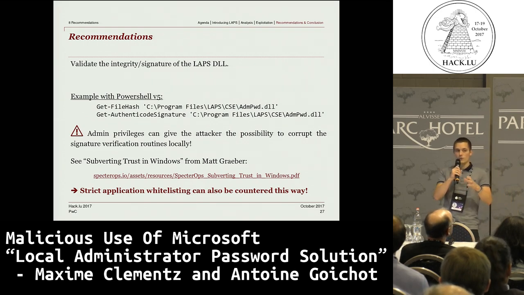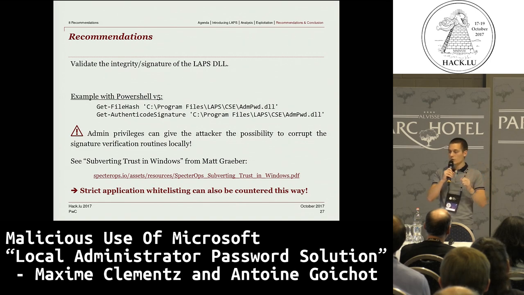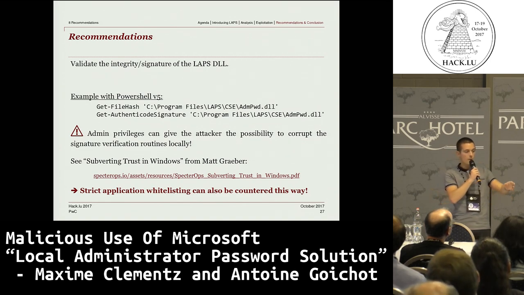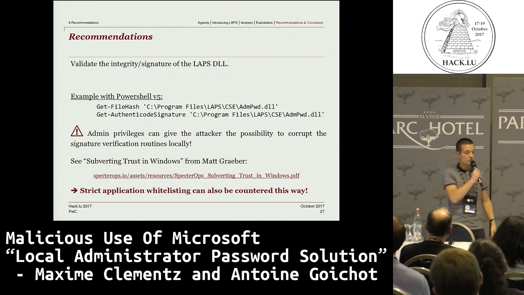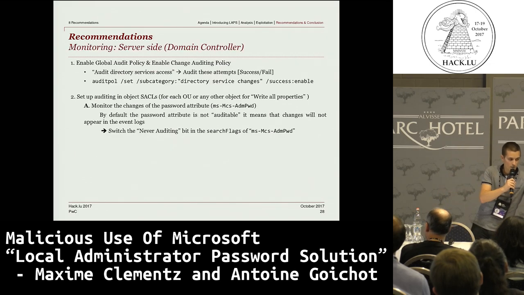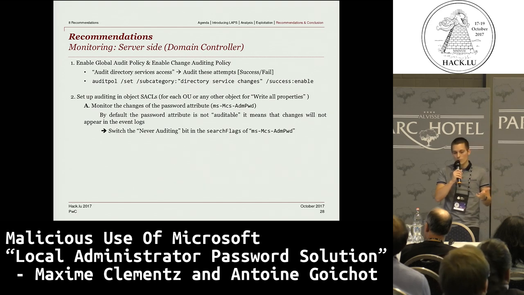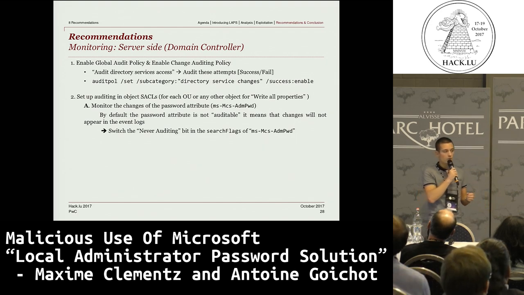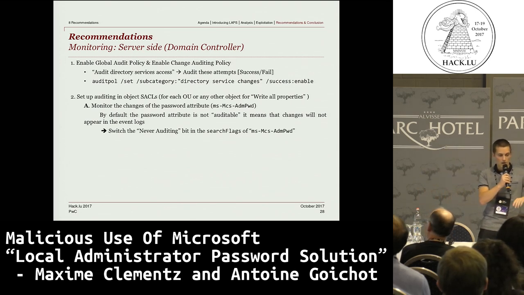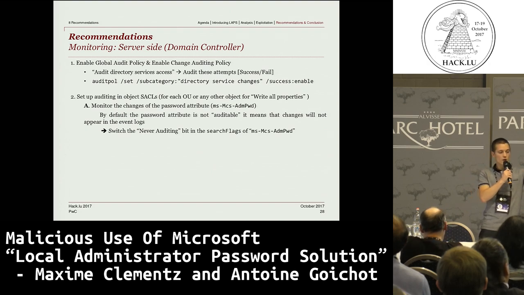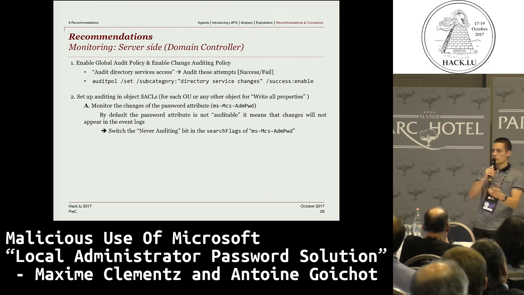And again, for those of you who think about strict application whitelisting on Windows, that's the same. Matt Graeber demonstrated that even in the context of very strict application whitelisting, it is possible to corrupt the signature verification and validation. So another possible recommendation would be to intensively monitor everything that would happen on the server side, because this is where the attributes are changed. So, of course, you will have to enable some logging on your domain controller.